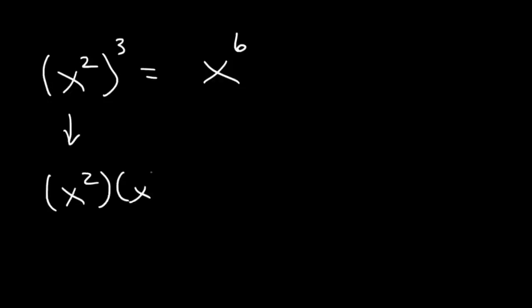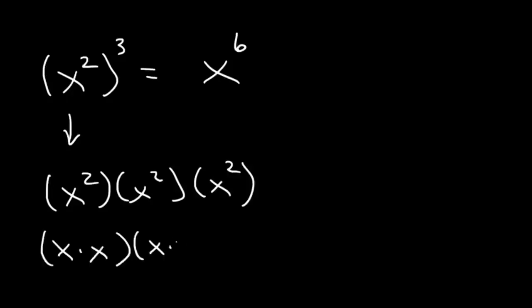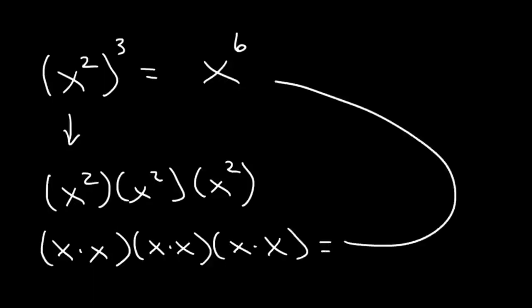Now, what is x squared raised to the third power? When you raise one exponent to another exponent, you need to multiply. 2 times 3 is 6. So this expression means that you have x squared times x squared 3 times, which each x squared is x times x. So in total, you're multiplying 6 x variables, and that's why it equals x to the 6.